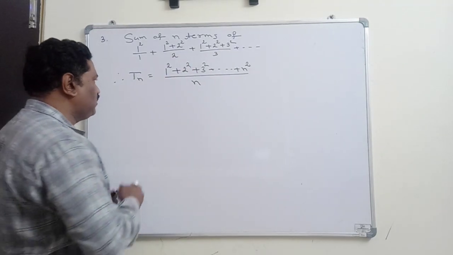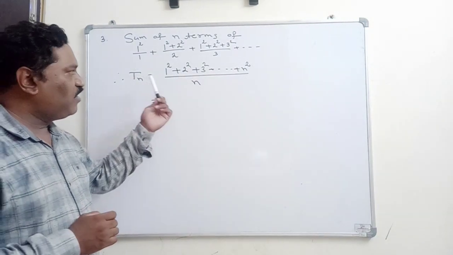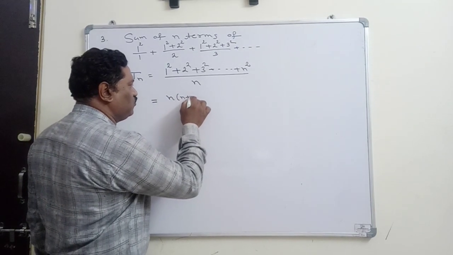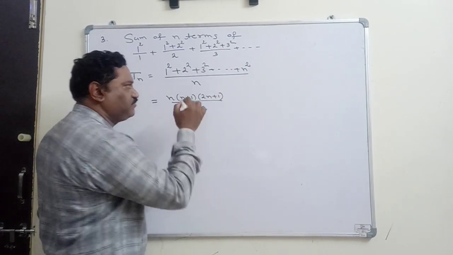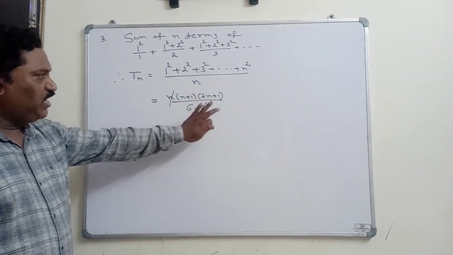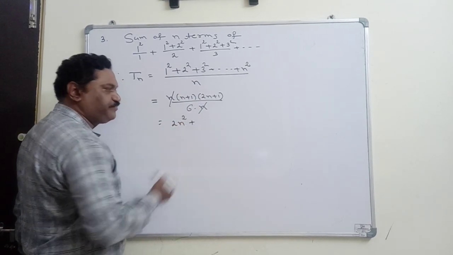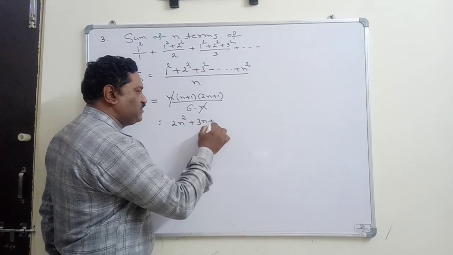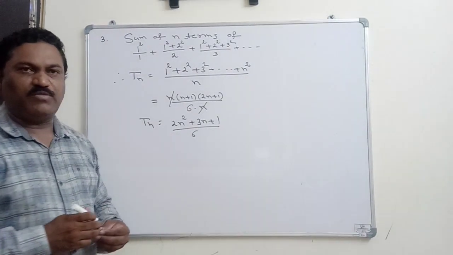Now we have to simplify this. In the numerator we can find the sum of the first n square natural numbers. The formula for the sum of the first n square natural numbers is n into n plus 1 into 2n plus 1 by 6, divided by n. Now here this n and n are going to get cancelled. Now we will multiply the numerator. If you multiply that, we get 2n square plus n into 1 plus 2n into 1, that is 3n plus 1 upon 6. So this is the Tn, that is the nth term of the given sequence.